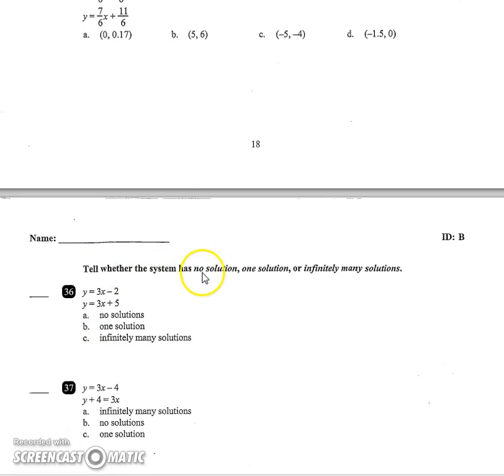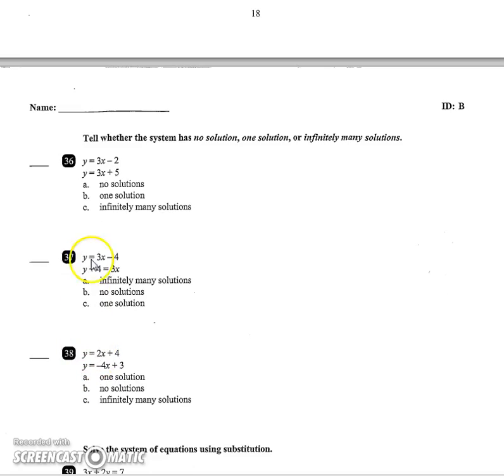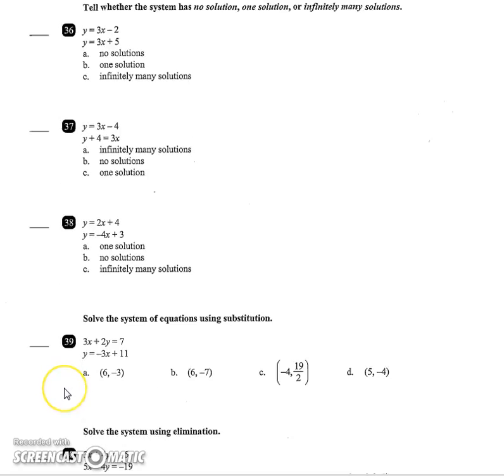36, tell whether the system has no solution, one solution, or infinitely many solutions. Notice both of these are already in slope-intercept form. And in 37, you will actually have to write one of these in slope-intercept form to make the decision. And 38, y equals 2x plus 4 and y equals negative 4x plus 3 are already in slope-intercept form.